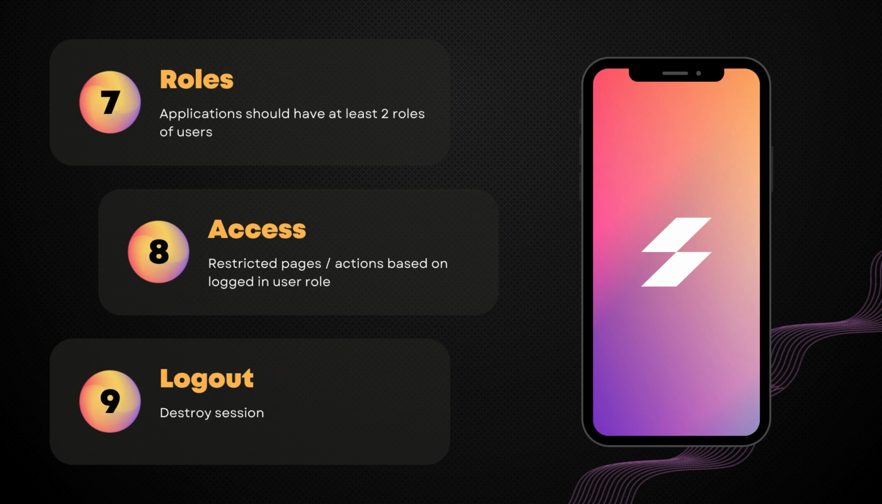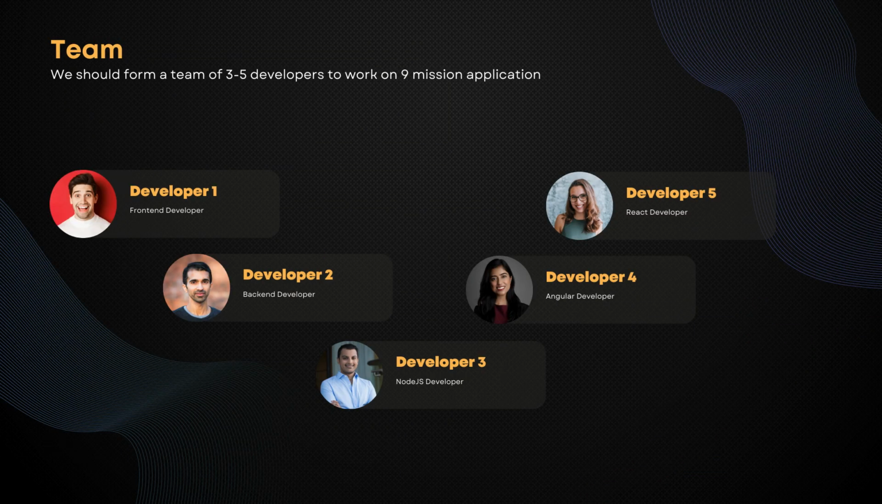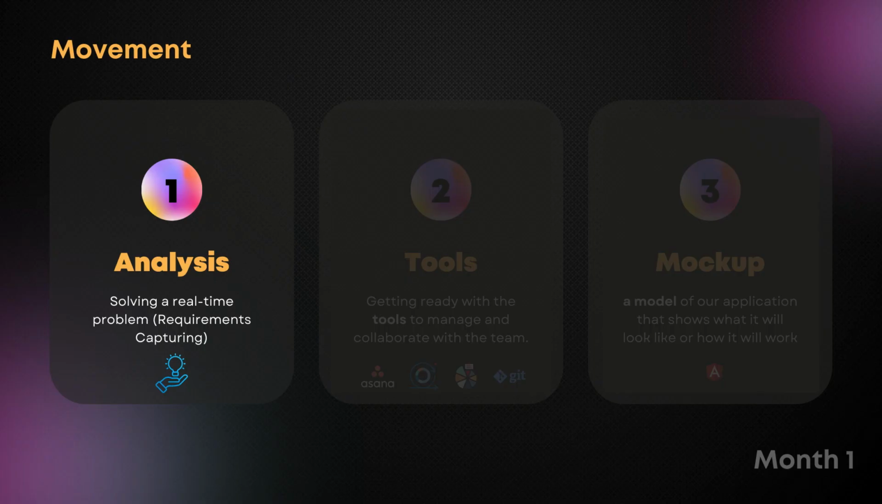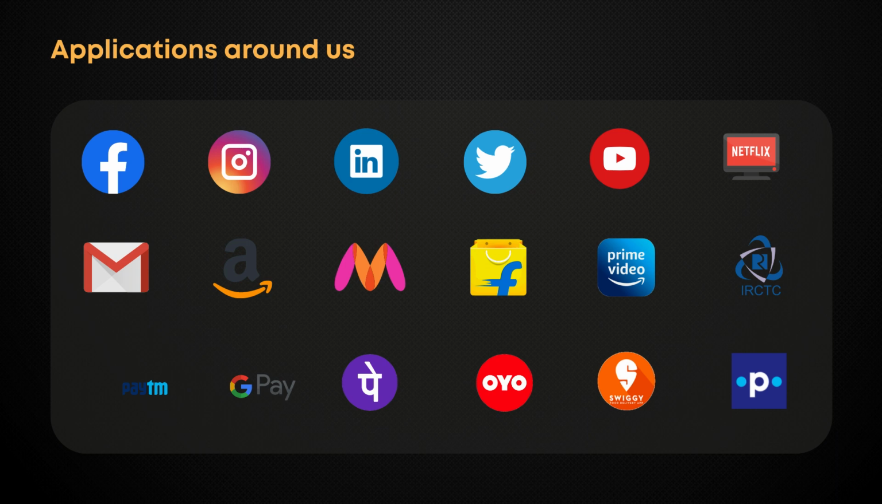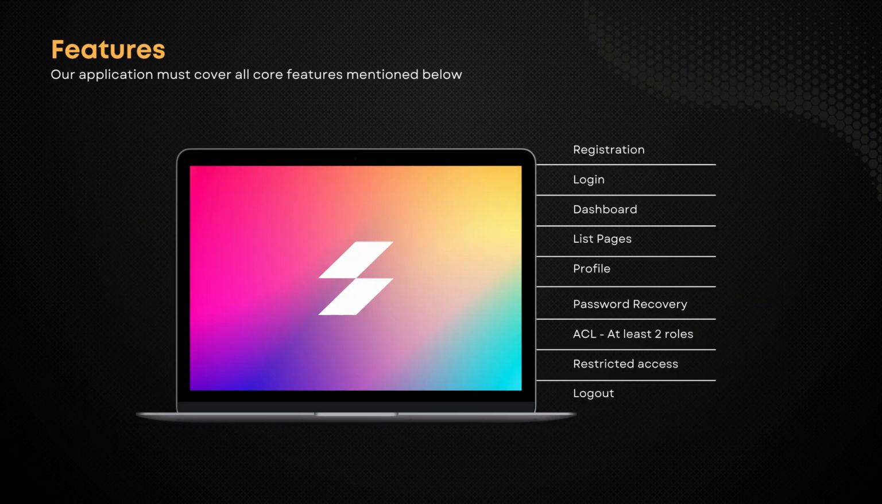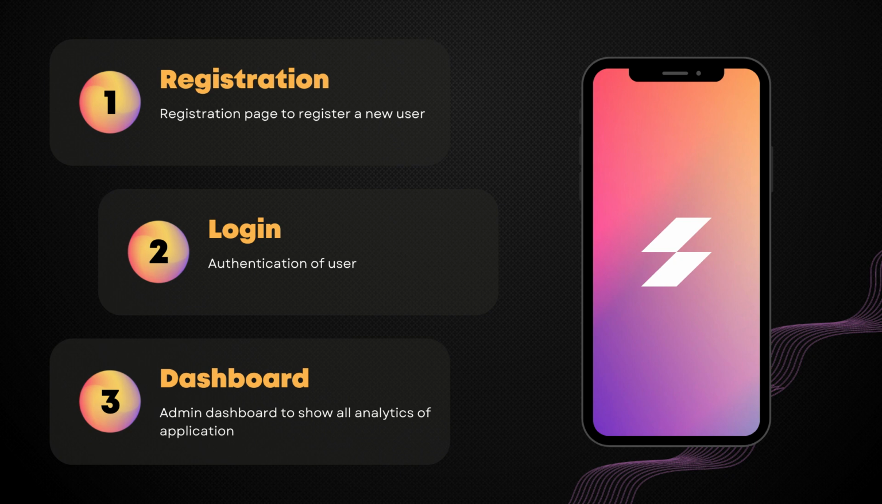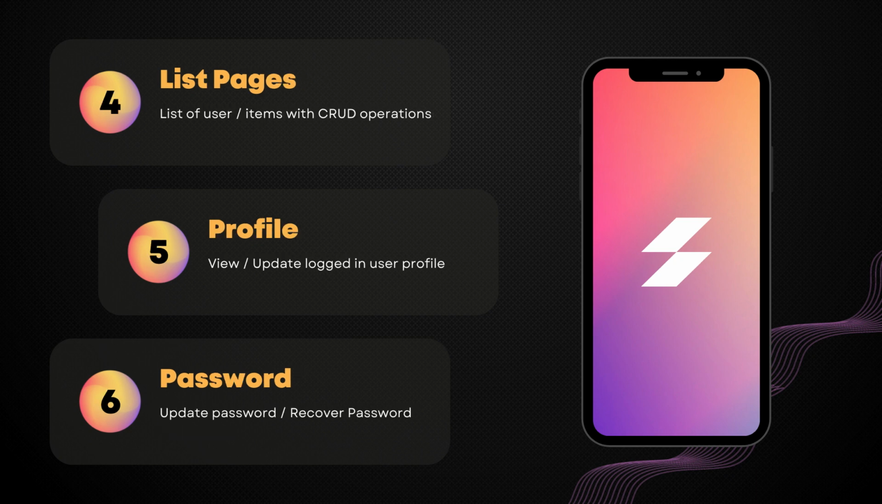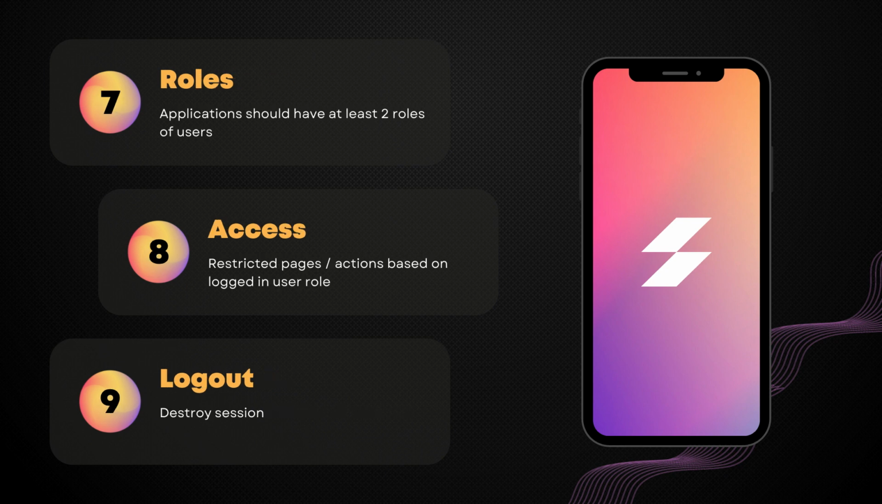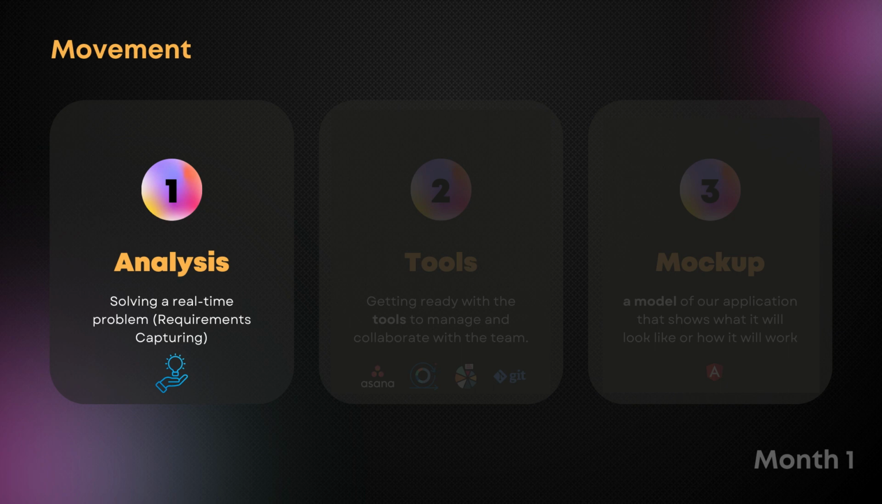Okay, we will take one application, and we will have a team of developers. We will start the mission to finish our project in 90 days. The first phase is requirements capturing. We will look around at the applications we use in our daily life, and we will pick one application. But we will not make the entire application, only the core concepts needed to become a full stack developer. Again, those are 9 elements. We will pick those 9 elements and take the requirements, whatever features that application has. We will list out those features and start building them. Okay, that is the first step, requirements capturing.